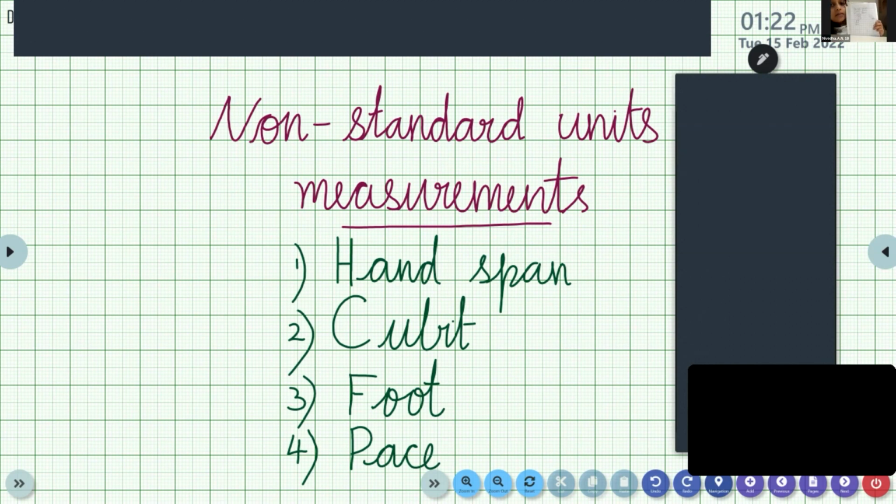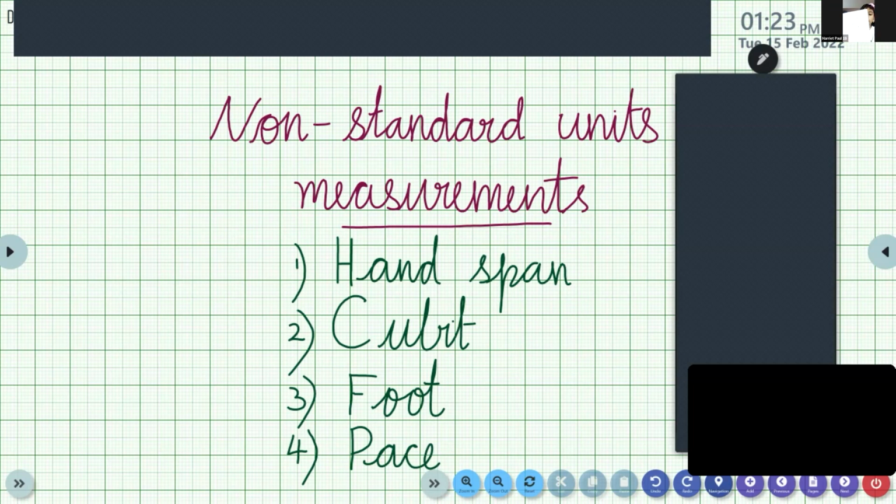Kirta, tell me what's the spelling of handspan? H-A-N-D. Okay, what about the cubit? C-U-B-I-T. What about the foot? F-O-O-T. Okay, Niveda, what about the handspan? Tell me the spelling. Others, please be quiet. H-A-N-D-S-P-A-N. Cubit. C-U-B-I-T. Foot. F-O-O-T. Okay, good.